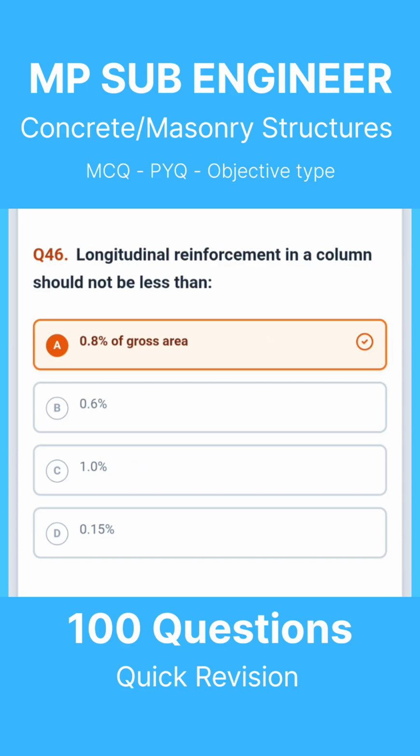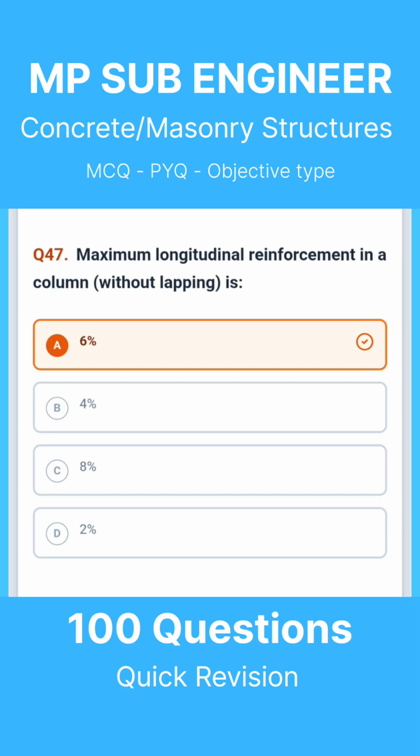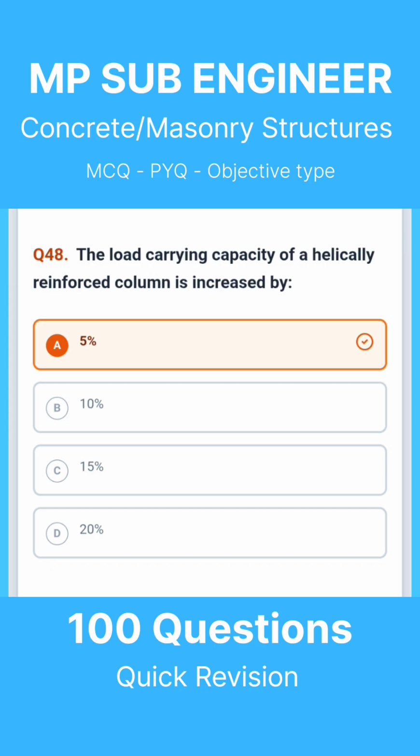Question 46. Longitudinal reinforcement in a column should not be less than. The correct answer is 0.8% of gross area. Question 47. Maximum longitudinal reinforcement in a column without lapping is. The correct answer is 6%. Question 48. The load carrying capacity of a helically reinforced column is increased by. The correct answer is 5%.